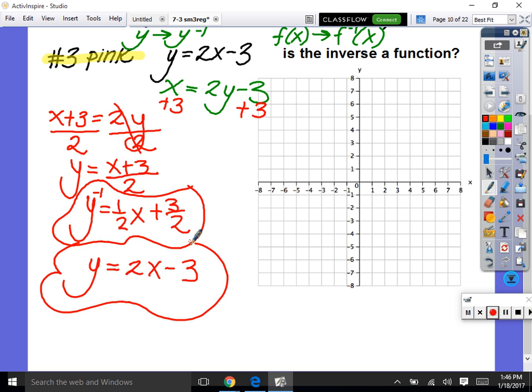We don't need to graph it. It didn't ask us to. So I'm not going to graph it if you can answer this question for me. Is the inverse a function? Yes. Isn't a line a function? Yeah. So we're good, right? So we would just say yes. Does everybody see how this started out as a line, ended up as a line? A line is a function, so we'd say yes.